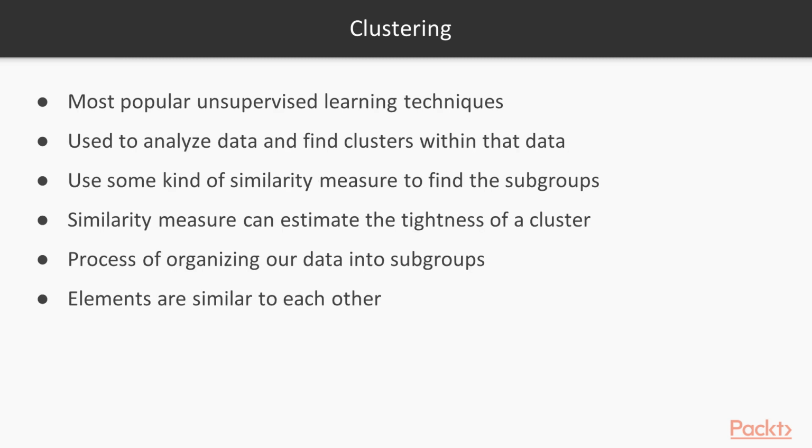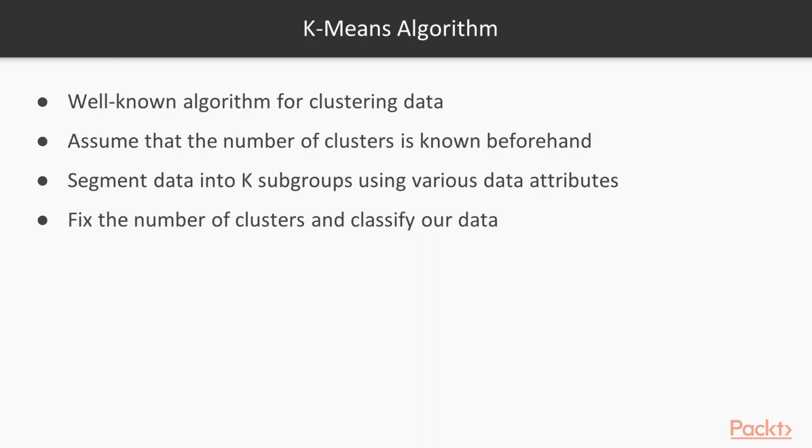We now move to clustering. Clustering is one of the most popular unsupervised learning techniques. This technique is used to analyze data and find clusters within that data. In order to find these clusters, we use some kind of similarity measure, such as Euclidean distance, to find the subgroups. This similarity measure can estimate the tightness of a cluster. We can say that clustering is the process of organizing our data into subgroups whose elements are similar to each other. K-means algorithm is a well-known algorithm for clustering data.